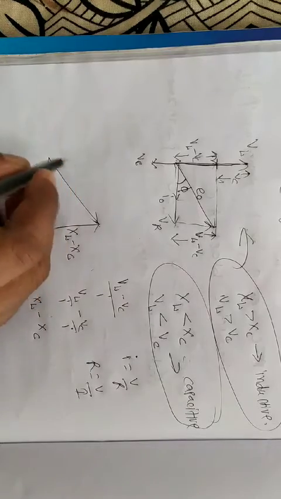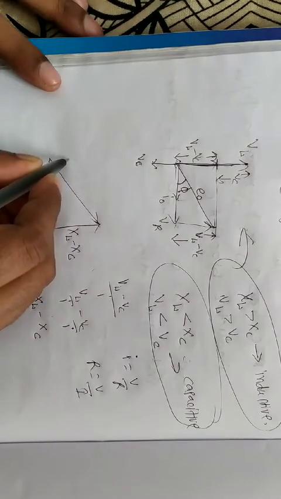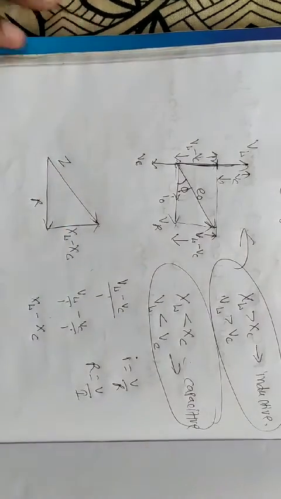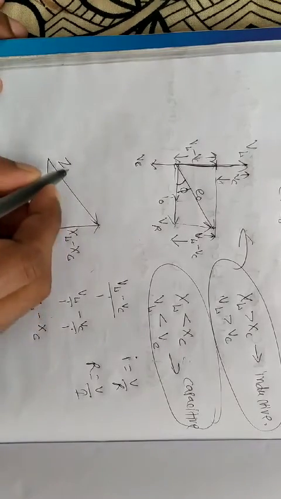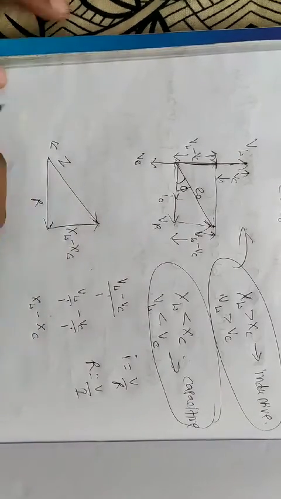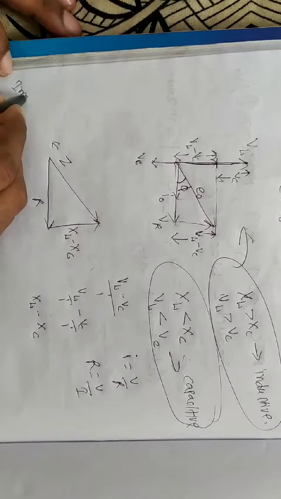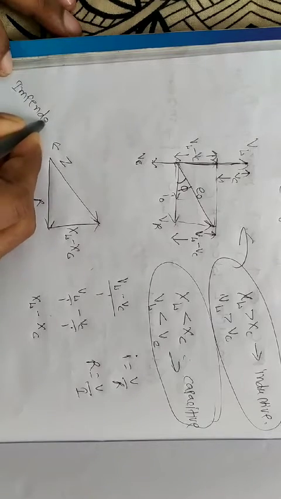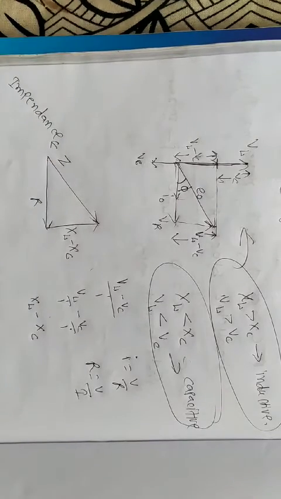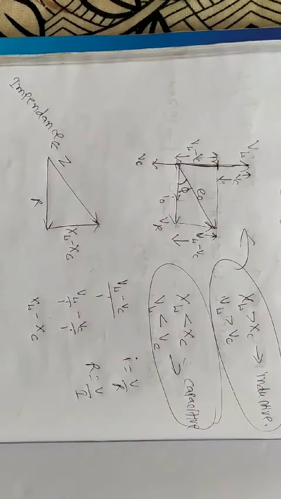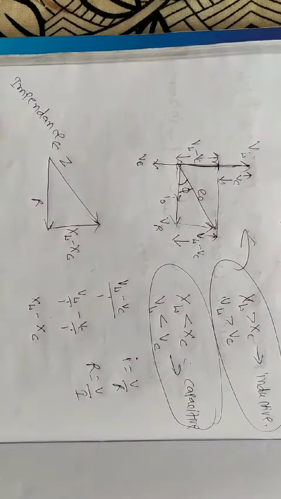Now I will not say that this is a fourth resistance. This is actually the resultant of all these, and it is represented by Z. Z means impedance. Impedance is the effective resistance of all these, that means net resistance, total resistance.